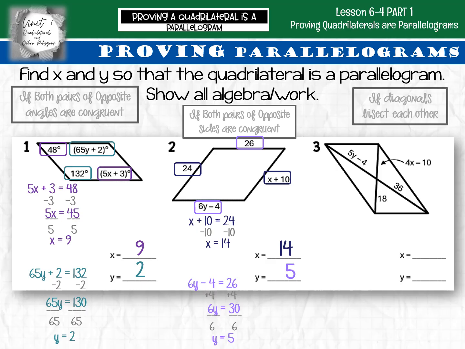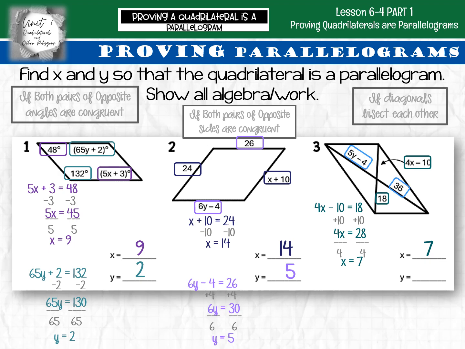a parallelogram. And number 3, if diagonals bisect each other, so those two would have to be equal to each other. Let's set them equal and see what x has to be. So 4x minus 10 equals 18. Add 10 to both sides. 4x is 28. When you divide by 4, x is 7. So x has to be 7.